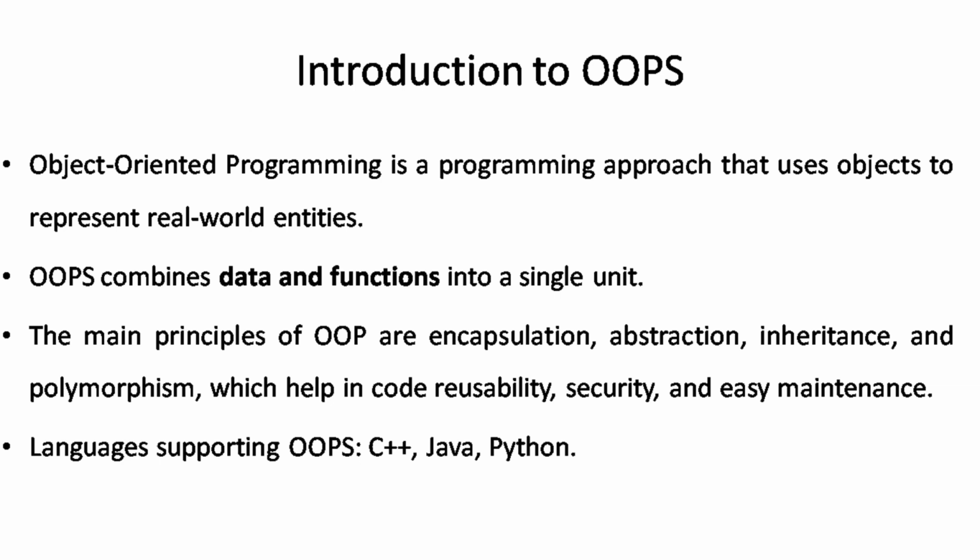OOPS models real-world entities using objects. In OOPS, we combine data and the functions that operate on that data into a single unit called an object. This is very similar to real life, where an object has both properties and actions. The four fundamental principles of object-oriented programming are encapsulation, abstraction, inheritance, and polymorphism. These principles help us write programs that are secure, reusable, and easy to maintain. Encapsulation protects data, abstraction simplifies complexity, inheritance promotes code reuse, and polymorphism allows flexibility.